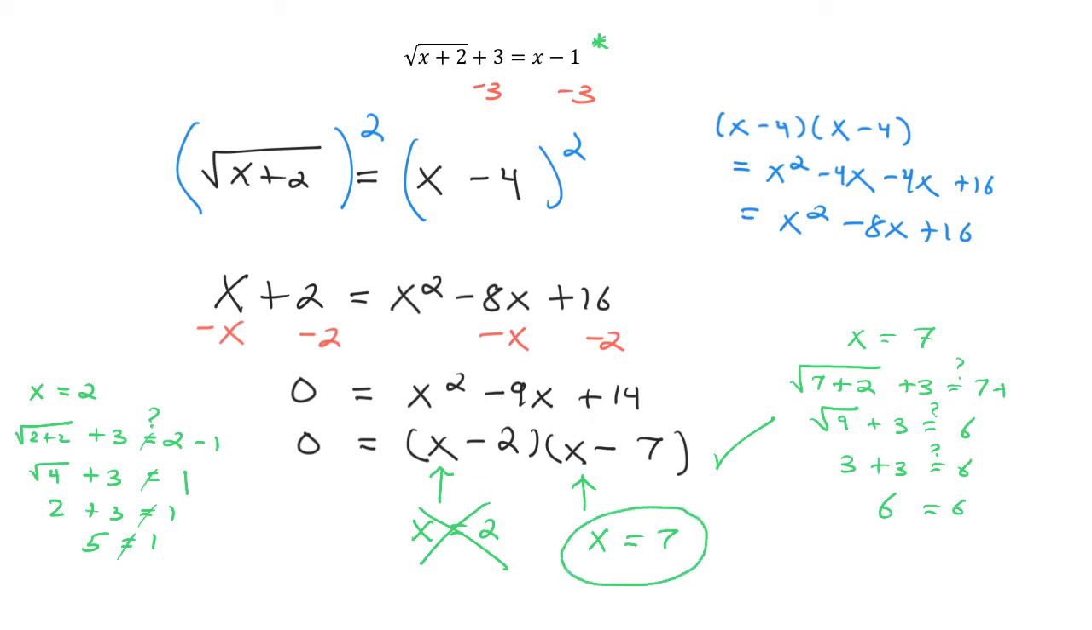I have one solution to this equation. It is x is equal to 7. It looked like 2 was a solution, but when I plugged it back into the original equation, it did not work. It was extraneous. And that is it for this problem. The solution is x is equal to 7.